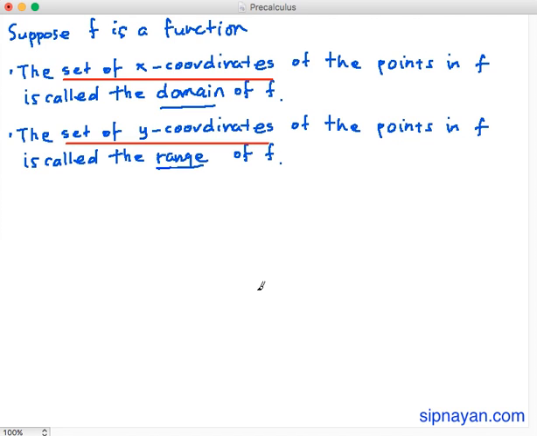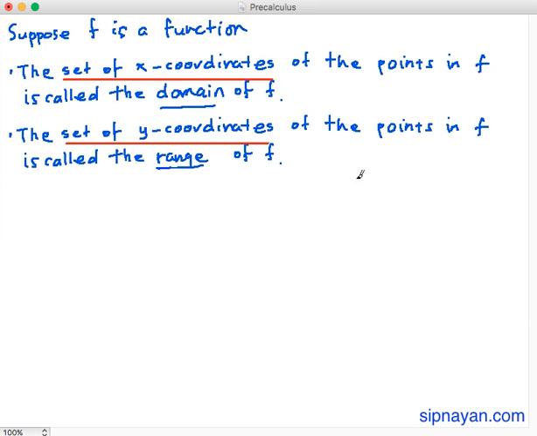Sa previous video, pinag-usapan natin yung domain and range of a function, no? Sabi natin, suppose we have a function and we name it f, then the set of x-coordinates of the points in f is called the domain of f. And the set of y-coordinates of the points in f is called the range of f. So, ang pinag-uusapan natin dito is a set of x-coordinates at a set of y-coordinates. Ito yung key phrases natin. And from the previous video, nagbigay tayo ng several examples: coordinates, graph, at points on the Cartesian plane.